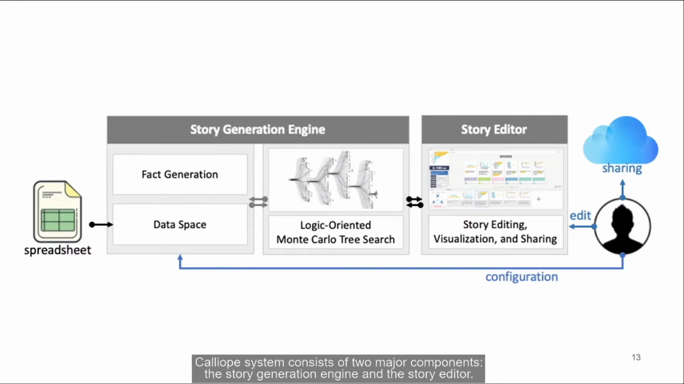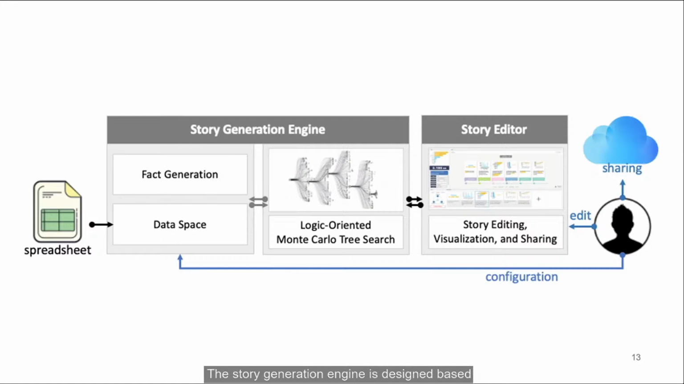The Calliope system consists of two major components, the story generation engine and the story editor. The story generation engine is designed based on a logic-oriented Monte Carlo tree search process, in which a story is gradually generated data fact by data fact while searching through the data space. The generated story is visualized in the story editor as a series of captured visualization charts, whose data content, captions, chart types, and logic orders can be revised according to users' preferences.